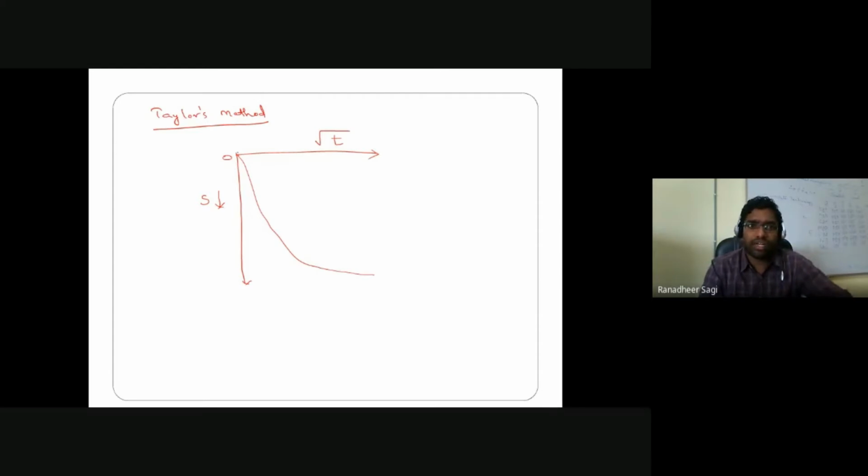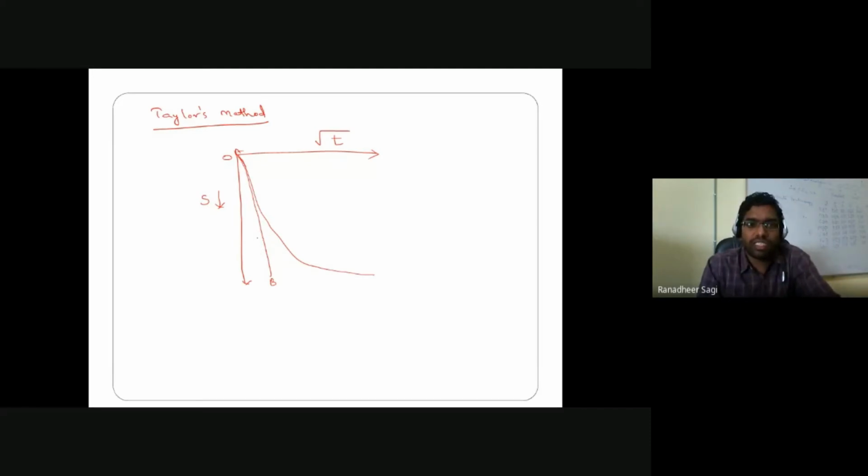Now, what are we trying to do here? In the initial portion of this curve, I am trying to draw a tangent. Let's say this tangent, I am writing it as AB line. So AB is nothing but the tangent drawn to your settlement versus under root time curve, in the initial portion of your curve.